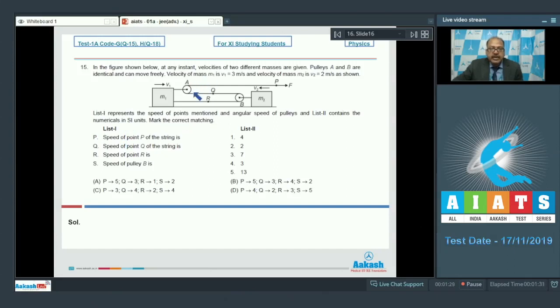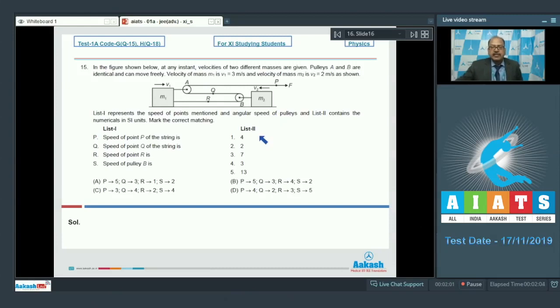So what we have been given is the velocity of m1 is 3 meter per second, v1, and the velocity of block m2 is 2 meter per second, v2, as shown. So the options are about speeds of different points. The first is the speed of point P on the string. We can use the constraint relation here to find the speed of point P.